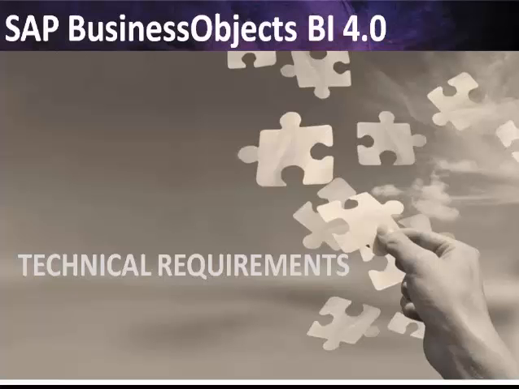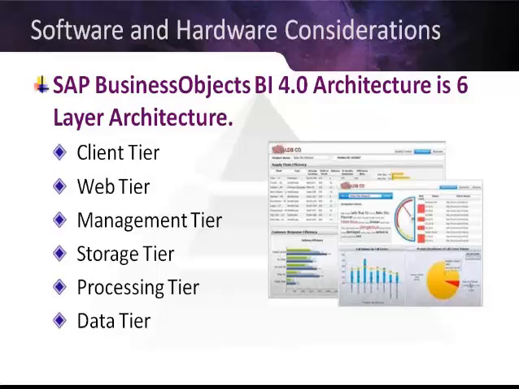Okay, so we've reviewed the tools and some of the high-level features, and now let's look at the technical requirements for SAP BusinessObjects. The BusinessObjects BI suite is a 6-layer architecture. The foundation is the data tier, and then the primary business intelligence platform encompasses the processing, storage, and management tiers of the application.